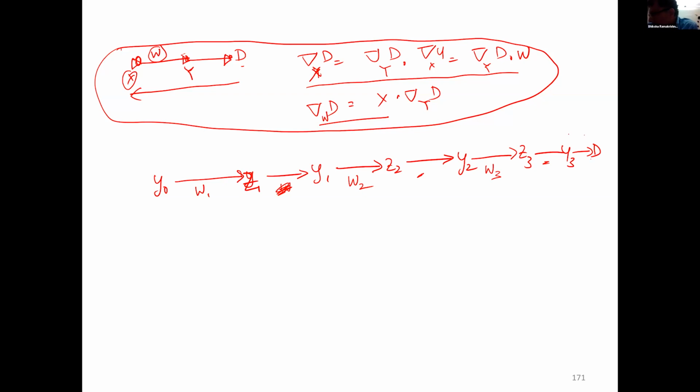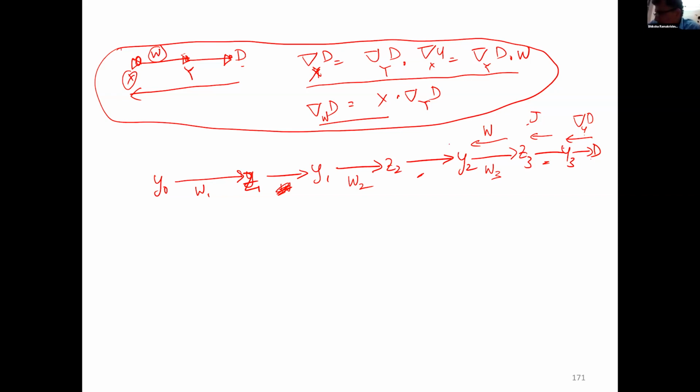So as I move back, I'm going here, and this is the derivative of the divergence with respect to y. Then when I go here, this is the Jacobian of y with respect to z. Then when I go here, this is going to be w, right?